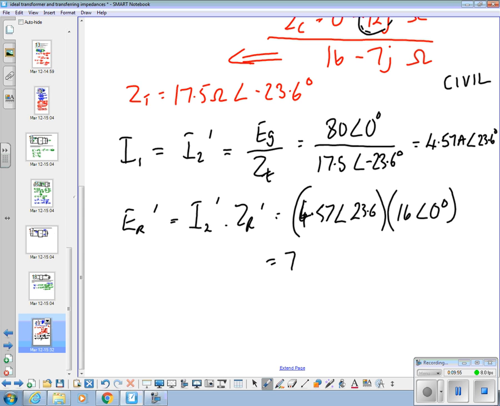I made that 73.1 volts angle 23.6 degrees. Yeah. And you can check it, right?